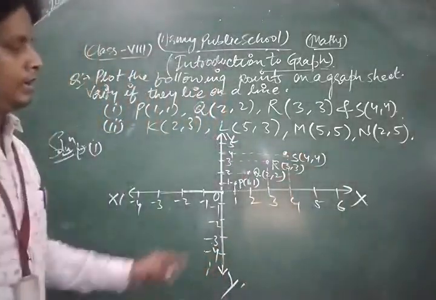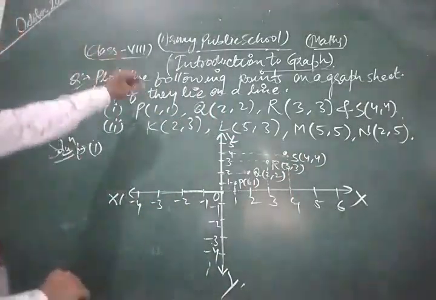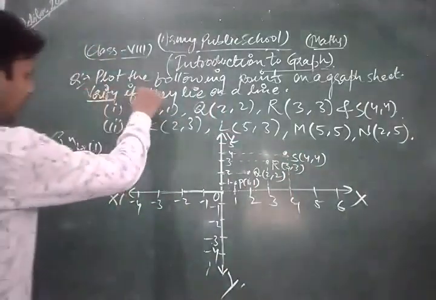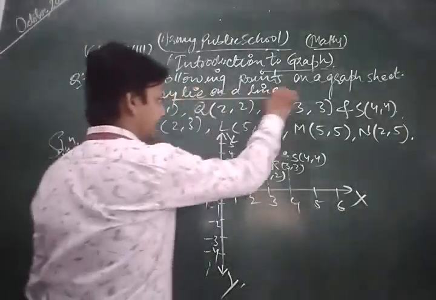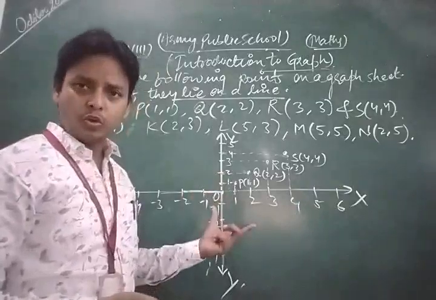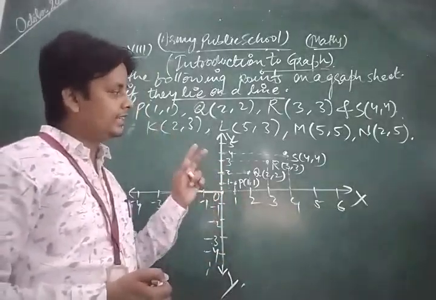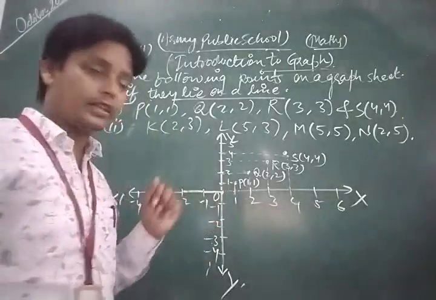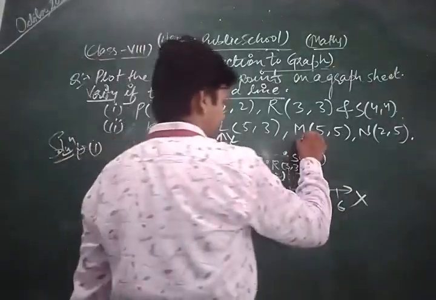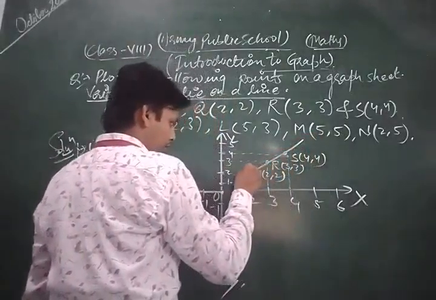Now we also verify if they lie on a line. After plotting all these points on the graph paper, we just join these points through a line. Then observe what the condition is now if we join them in this way.